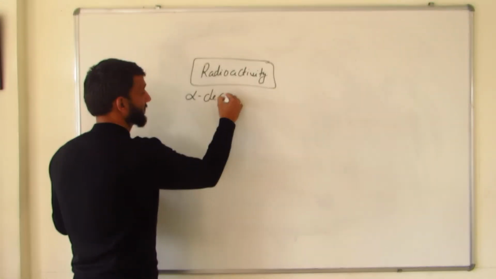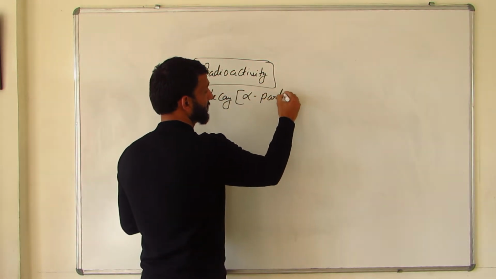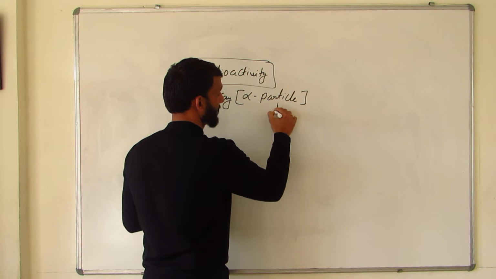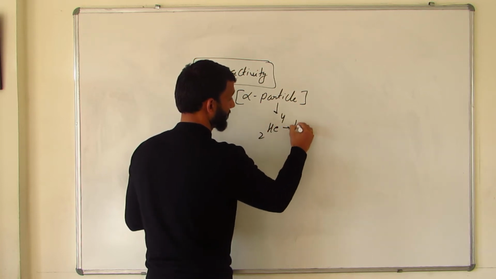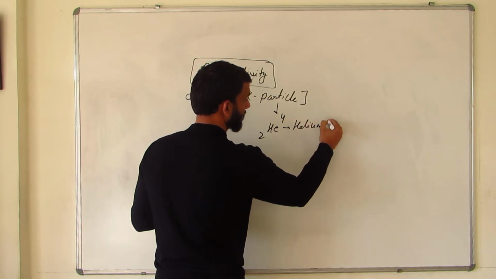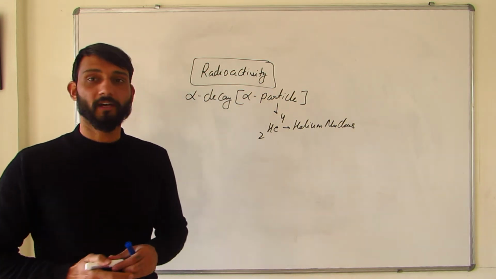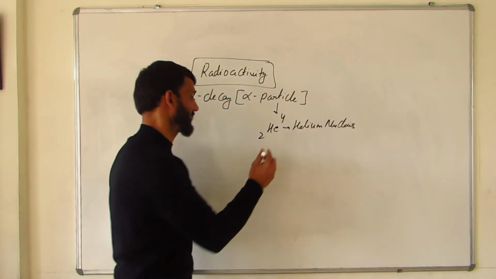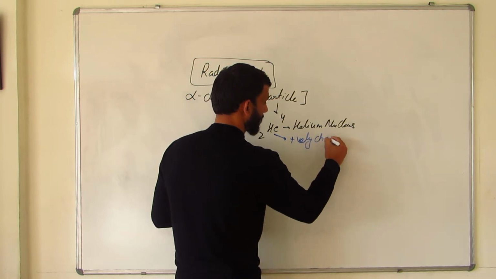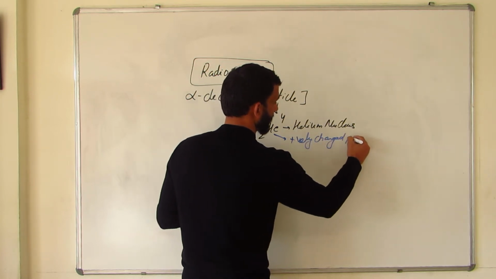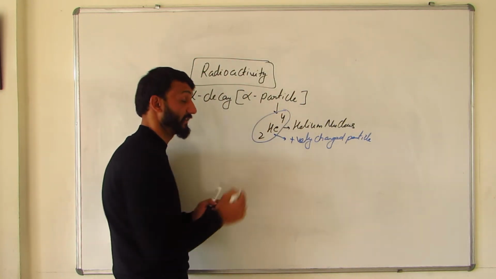First is alpha decay, where an alpha particle comes out. Now what is this alpha particle? An alpha particle is nothing but a helium nucleus. Now the helium nucleus is a positively charged particle. And remember that this helium nucleus is a heavy particle.